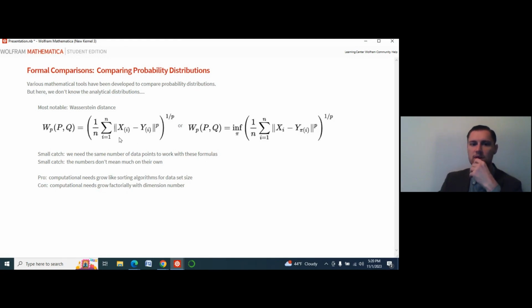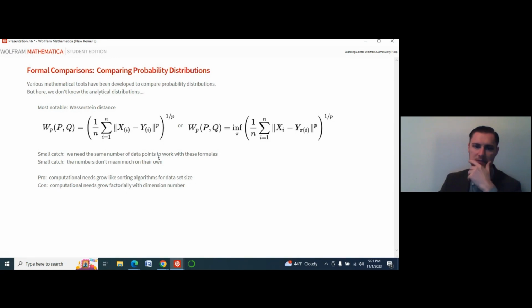And this is a one-dimensional case where you can line everything up. If it is a multi-dimensional case, it's a function of each permutation. So this is a little bit more complicated. A small catch is that we need the same number of data points to do this. So say this is the unitary matrices, this is from the circuits, and you have to have the same number.